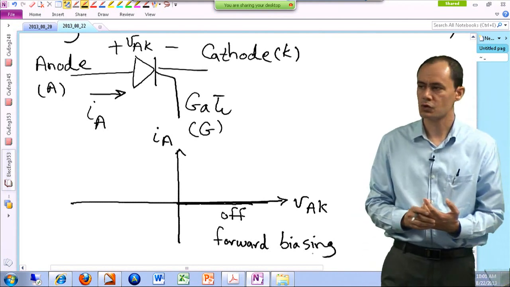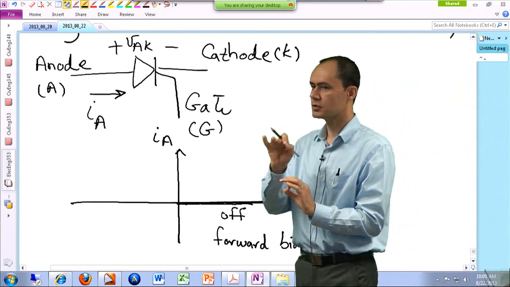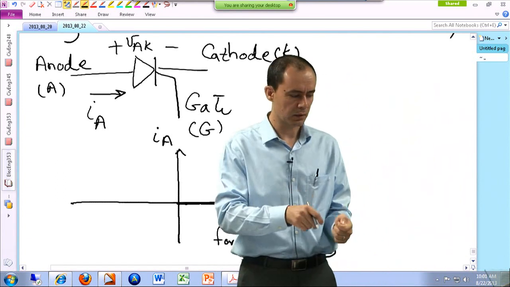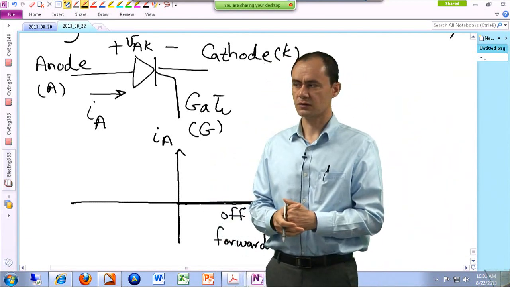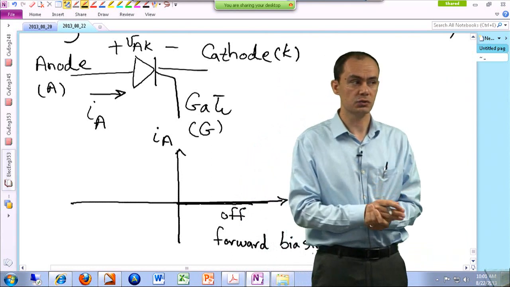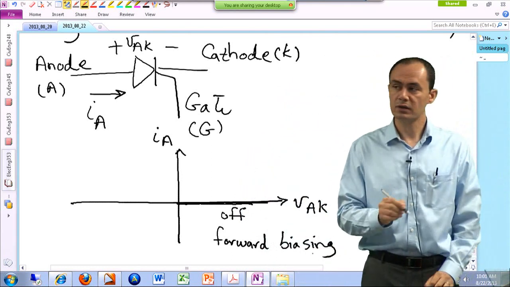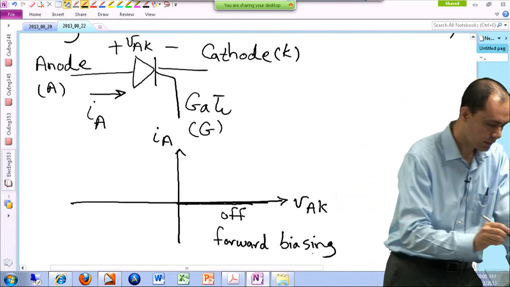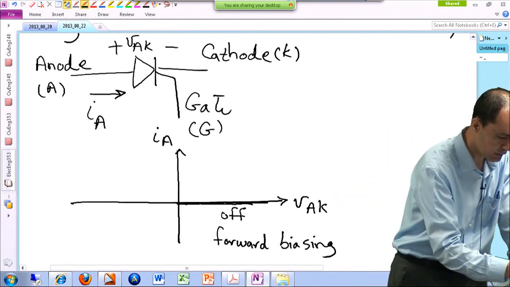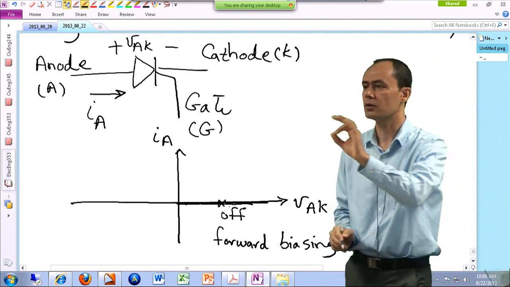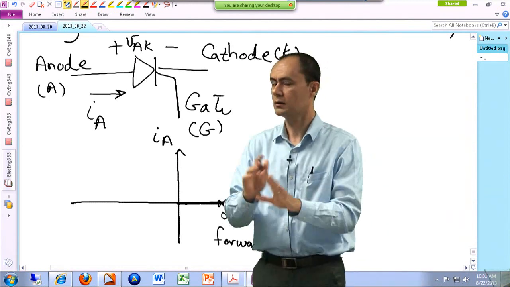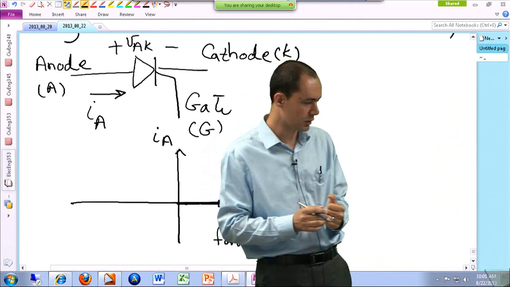Okay? So, if the gate hasn't been triggered before, and I applied some positive voltage across the terminals of this component, there won't be any current passing through the component, unlike a diode. Then, if you are in this region and you trigger the device, for instance, you are applying 10 volts across the component, and before triggering, no current passes through the component.